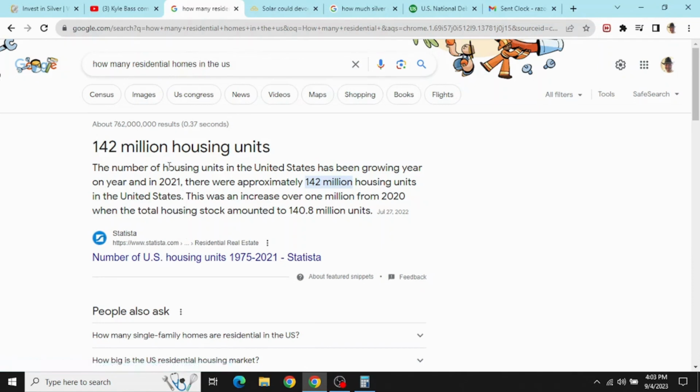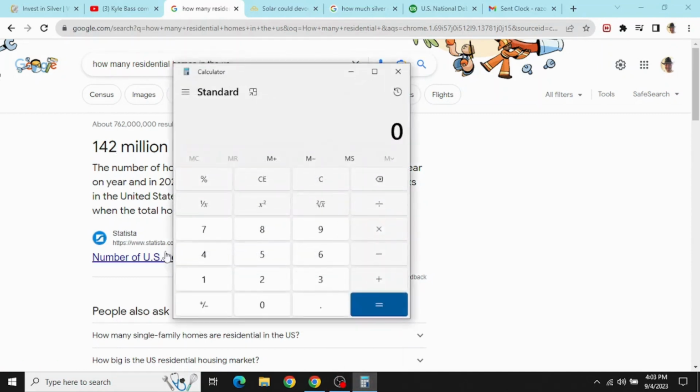So if we just take a look at this 140 million housing units, we just put it in the calculator here: 142 million households, or rooftops, here in the United States of America. You times that by 2/3 of a troy ounce, obviously we're not going to go 0.6667 all the way across, and that's approximately 95 million troy ounces of silver. And that's just for one panel.